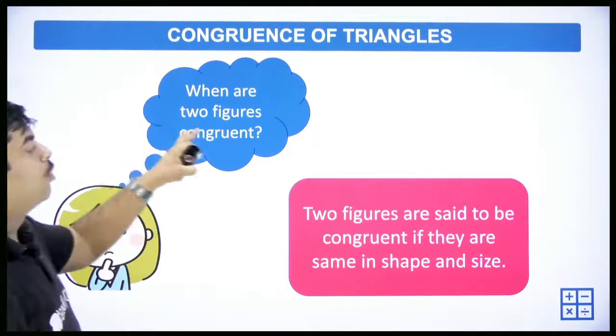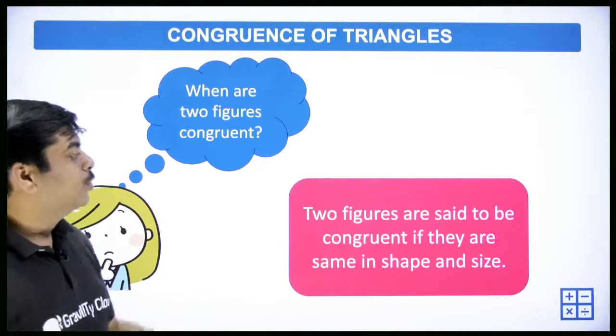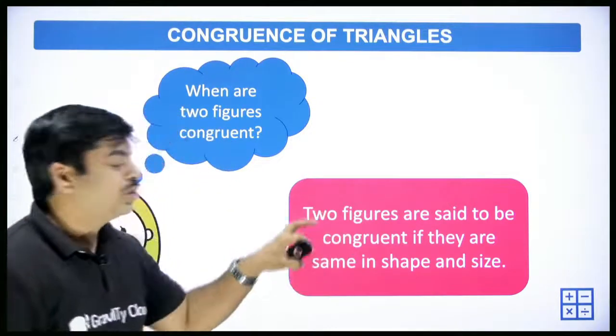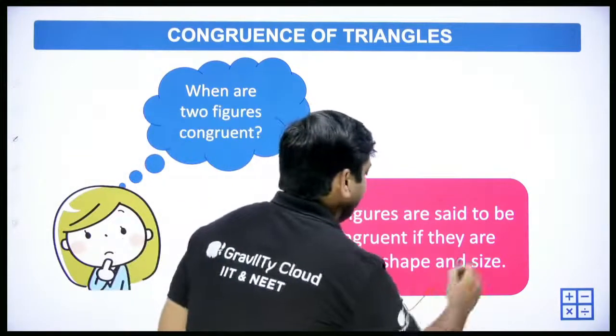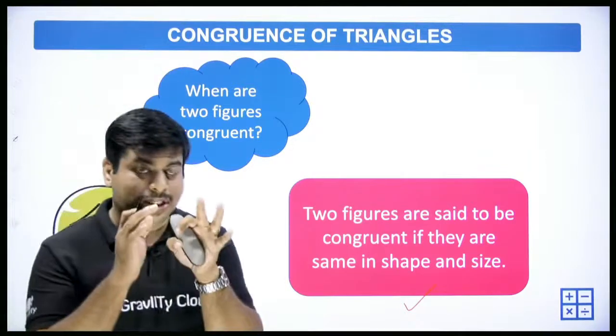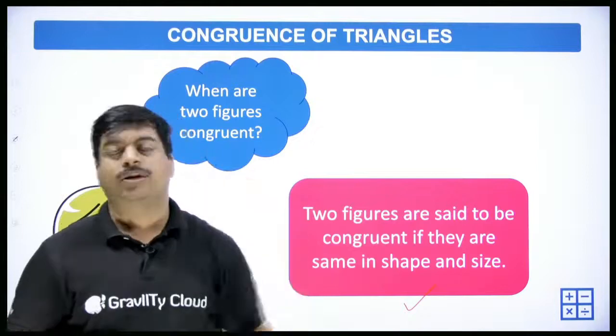When are two figures congruent? You can see here two figures are said to be congruent if they are the same in shape and size. That means they should have the same shape as well as size. Size in the sense, all the measurements.